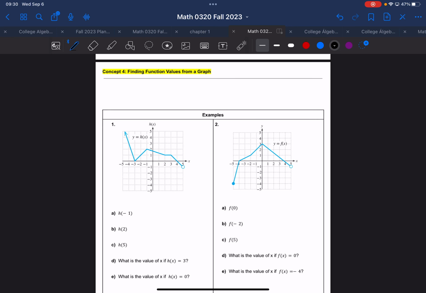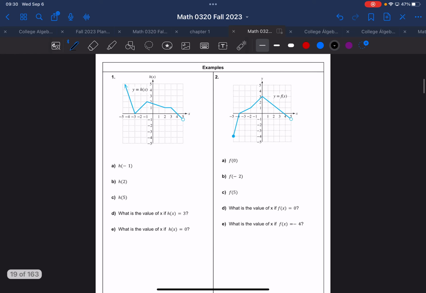Okay, concept 4. Concept 4 is finding function values from a graph. This seems to be the hardest part when we're testing over the first test. This is the part that a lot of people get wrong on the test, so we're going to go over this a little slow, just in case.